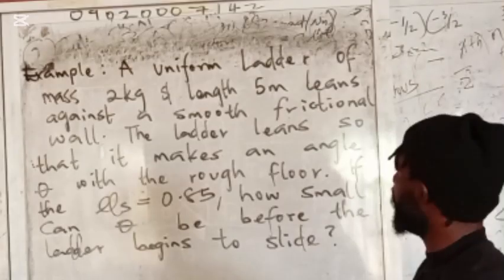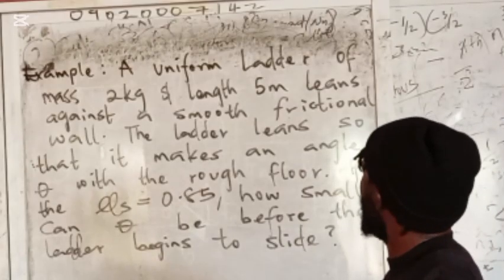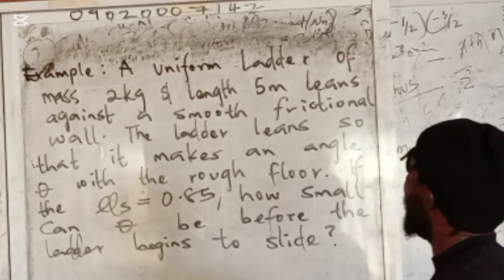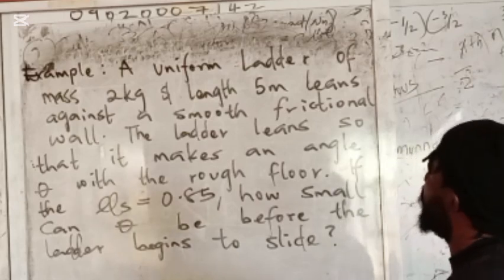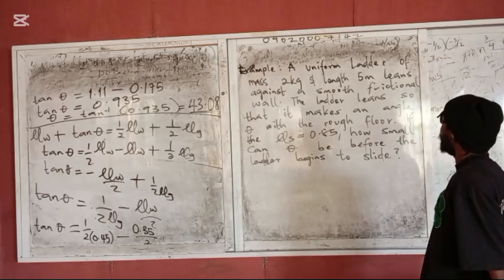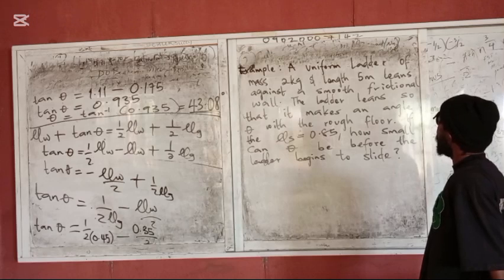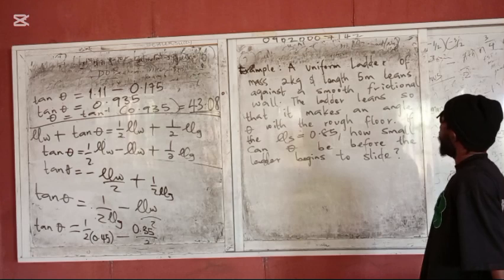Okay, the question is: a uniform ladder of mass 2 kg and length 5 meters leans against a smooth frictional wall. The ladder leans so that it makes an angle theta with the rough floor. If the coefficient of static friction is 0.85, how small can theta be before the ladder begins to slide?